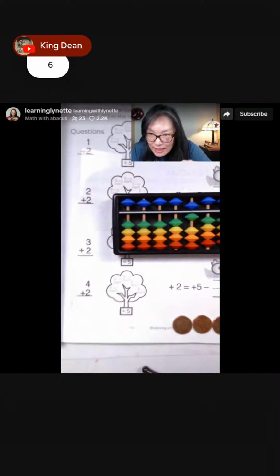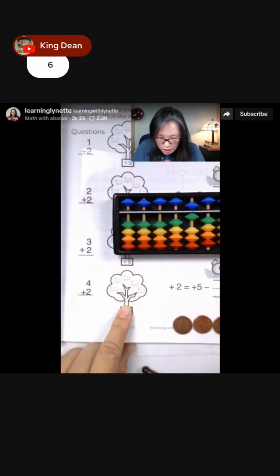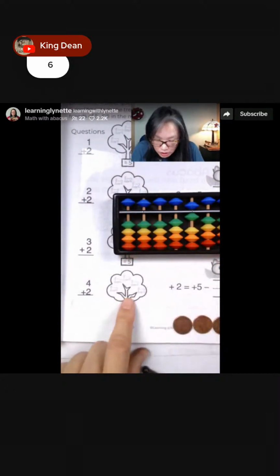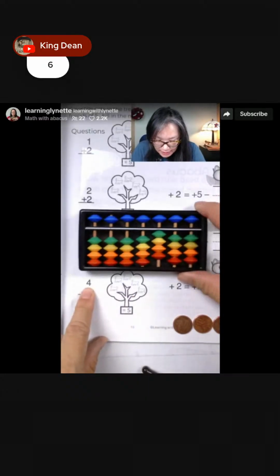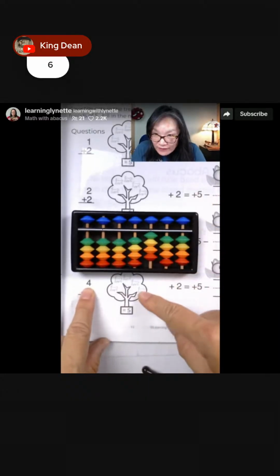So they may not understand money. So what I did is I have 5 cats in a tree. If I have 4 on my abacus, can I add 2? No, I go to the 5 cats in the tree and I use my hand and I need to go to the 5 cats in the tree. So I go to the 5 cats in the tree, but that's too much.